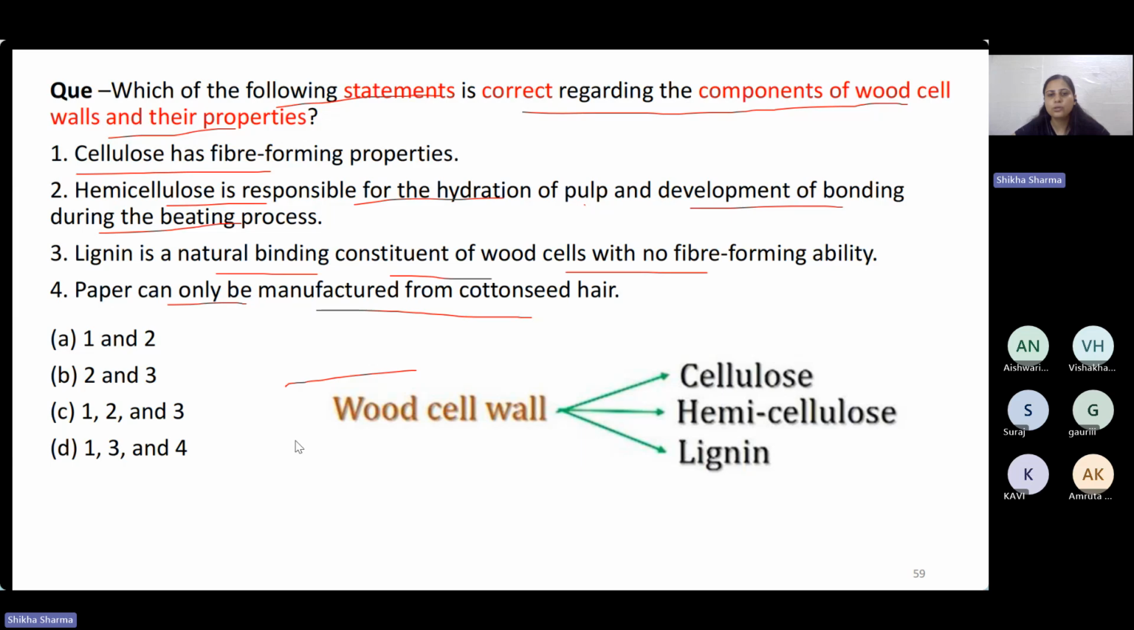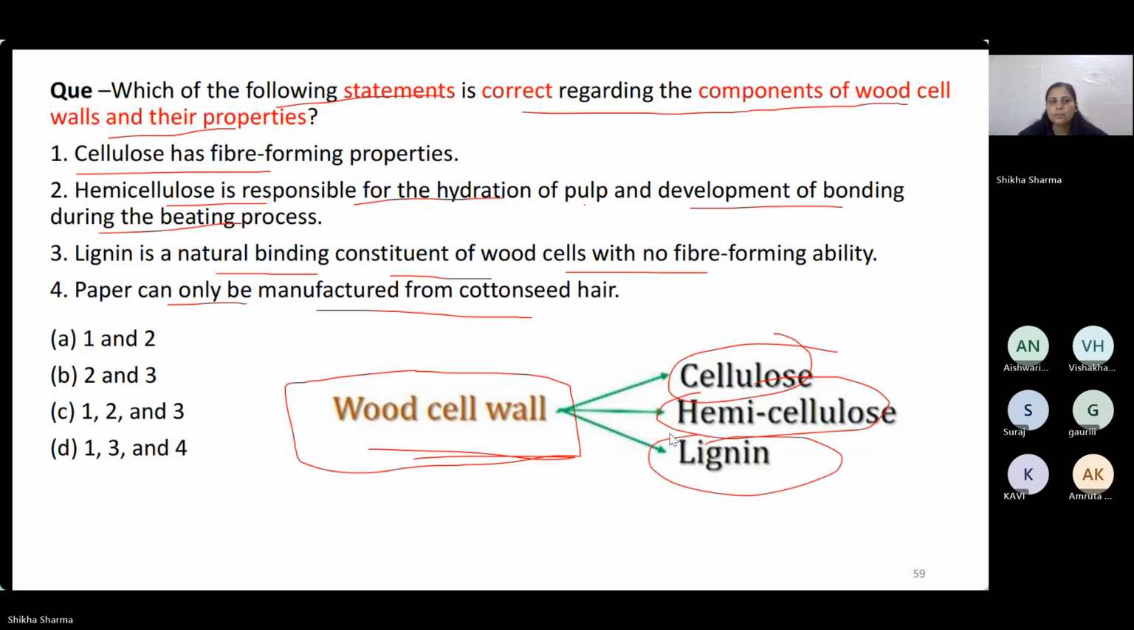We know that wood is basically used for paper manufacturing, and paper can be used for packaging. This wood cell wall will have three components: cellulose, hemicellulose, and lignin. So we have four statements regarding that, and we need to tell which is the correct one.